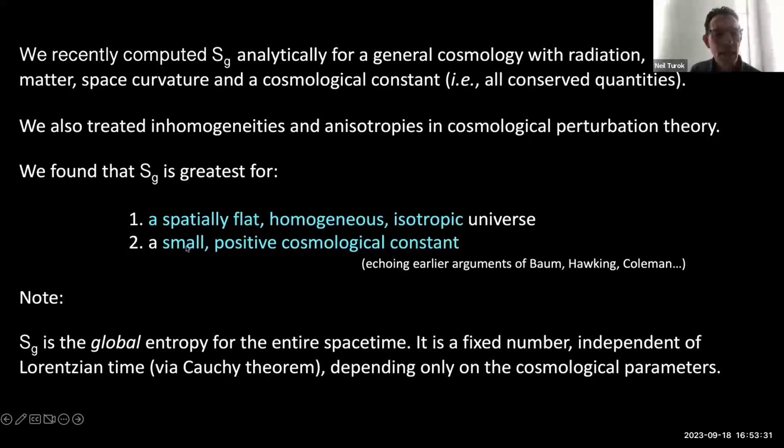Secondly, also very interesting, the entropy is greatest for a small positive cosmological constant. The gravitational entropy is essentially proportional to 1 over lambda, as we see for de Sitter space. And the calculations are only meaningful, actually, if lambda is positive. And we get the largest answer for the gravitational entropy by taking the smallest cosmological constant, which is similar to an argument Baum, Hawking, and Coleman made a long time ago.